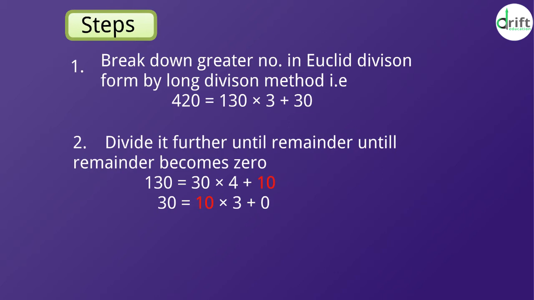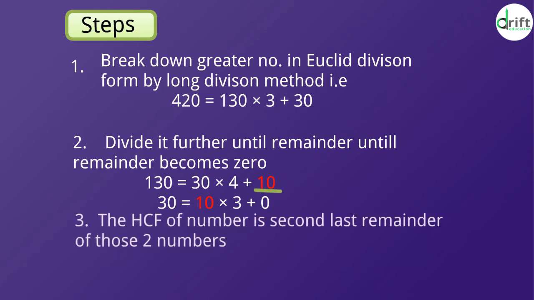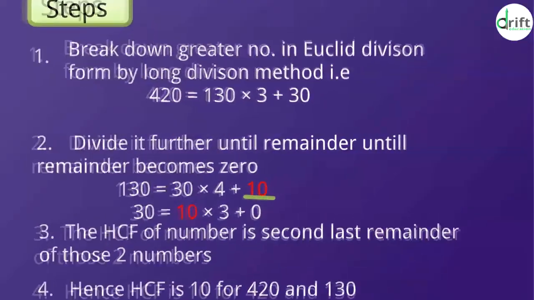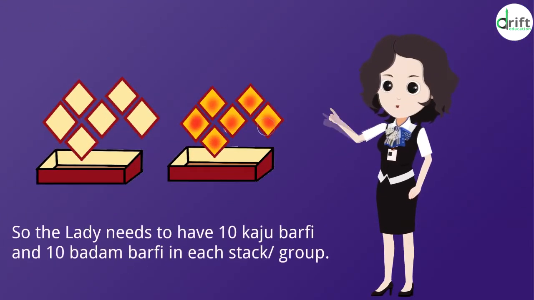Third, the HCF of the numbers is the second last remainder of those two numbers. Here we can see the second last remainder is 10. Fourth step, hence the HCF is 10 for 420 and 130. So the lady needs to have 10 Kaju burfi and 10 Badam burfi in each stack or group.